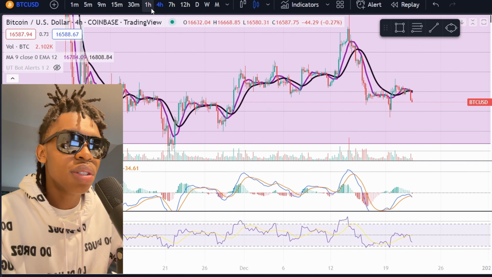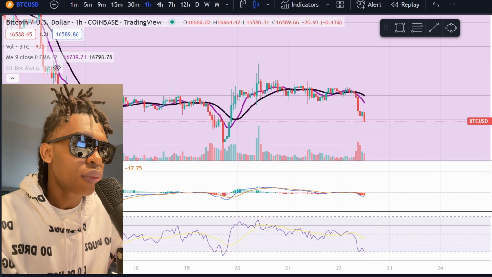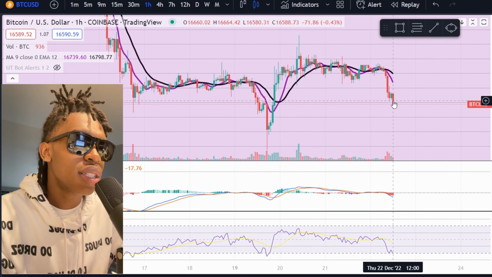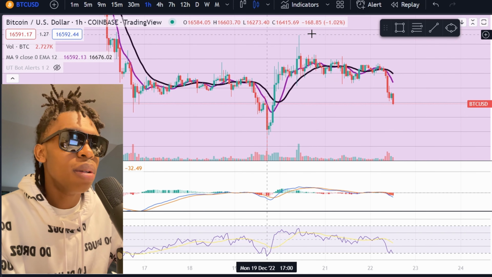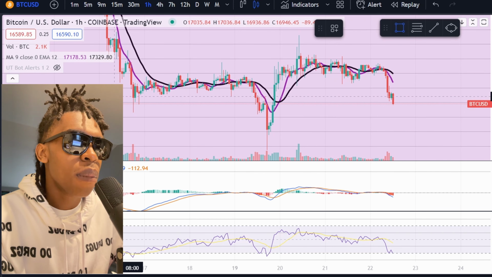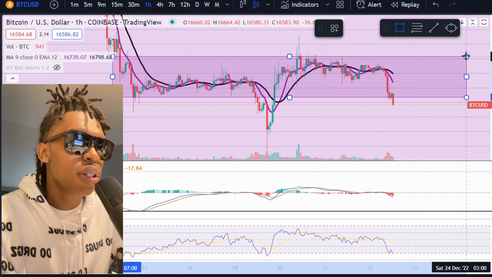Now let's see what it's going to do on the 1 hour. See if we can find something to trade on the 1 hour. For the most part, it looks like it's consolidating in this little range. Let me draw a box. Yeah, it looks like it just broke out of the range, so it's more than likely going to continue to fall, guys.